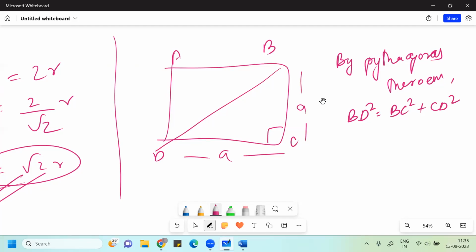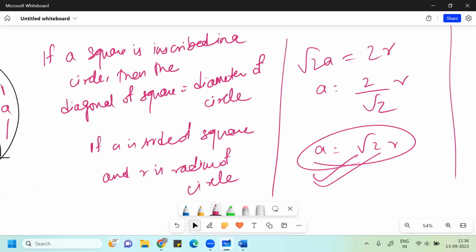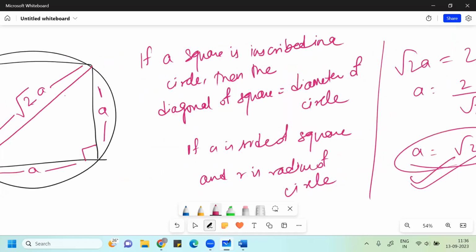So this is diagonal. So your diagonal square would be BC. This is A square plus A square. So the square of diagonal is 2A square. So the diagonal would be root 2 A. You're getting this part, everyone? In case you don't understand much maths, you can remember diagonal is equal to root 2 A. What is A? A is the side of the square. And remember that if a square is inscribed in the circle, then the diameter of the circle will be equal to the diagonal of the square.